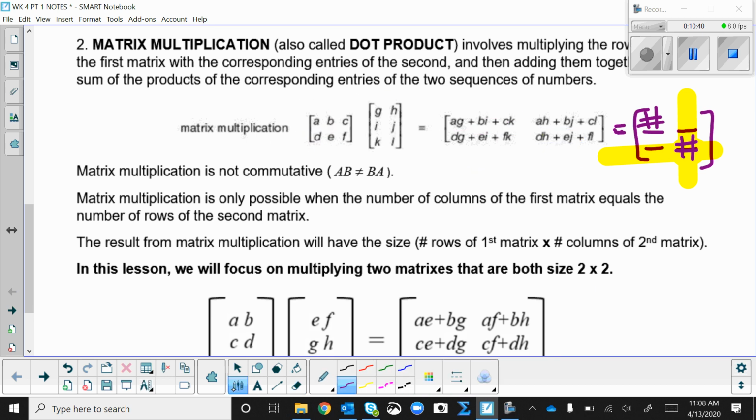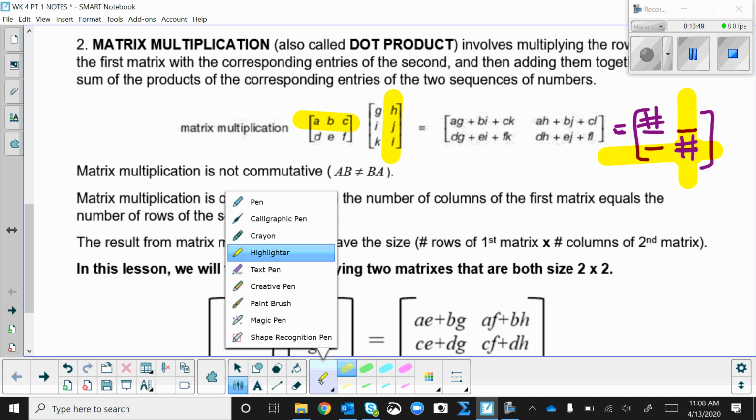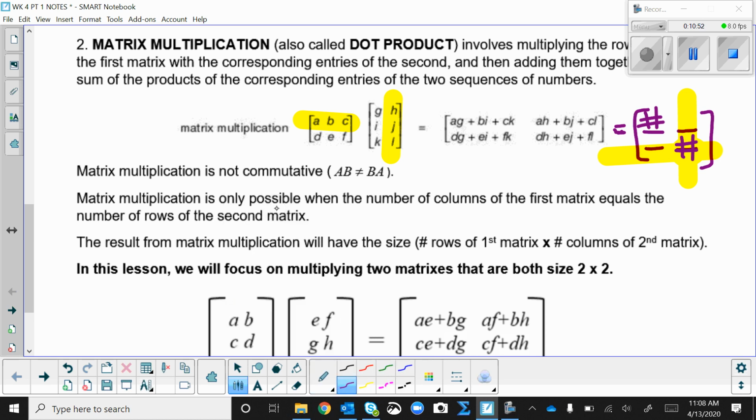Where do those missing numbers come from? Well, they would come from here. They would come from row 1, column 2. That would be this math right here. AH, BJ, CL, and that number would go here. And then the last combination would be row 2, column 1. The D times the G, the E times the I, the F times the K, all added up, and that would go here. Row 2, column 1. Right, and that's the basic idea about matrix multiplication.